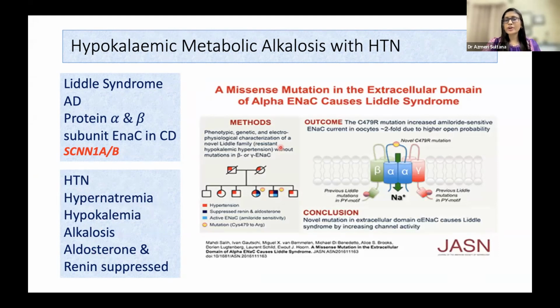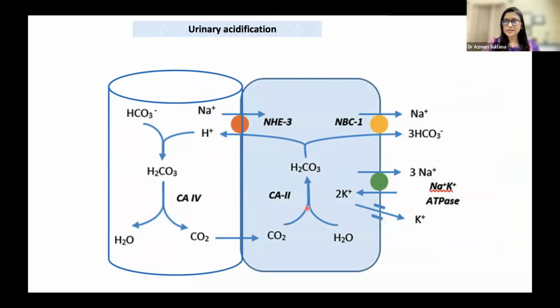Here is a case report where they showed that a missense mutation in the alpha ENaC channel gave rise to Liddle syndrome. So the major site of urinary acidification is the distal tubule and collecting duct, in the principal cells and alpha intercalated cells.